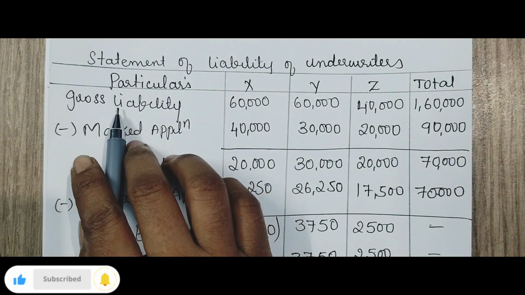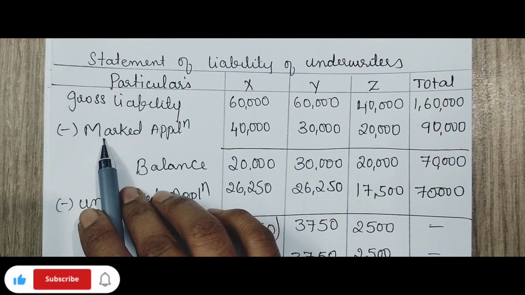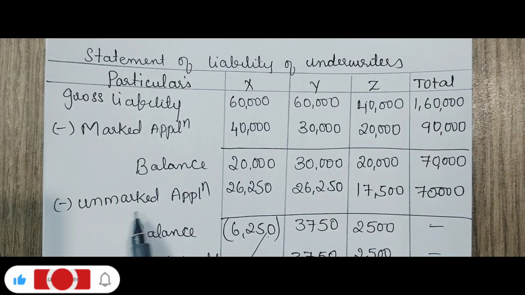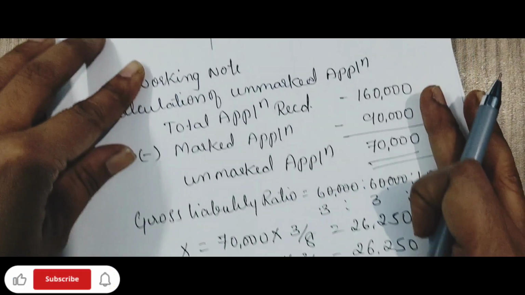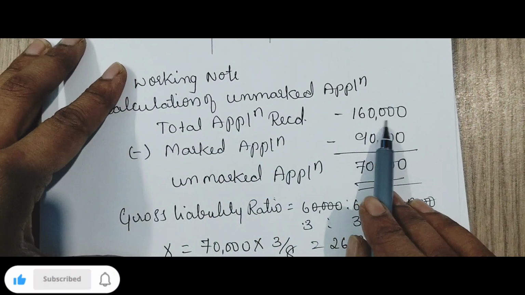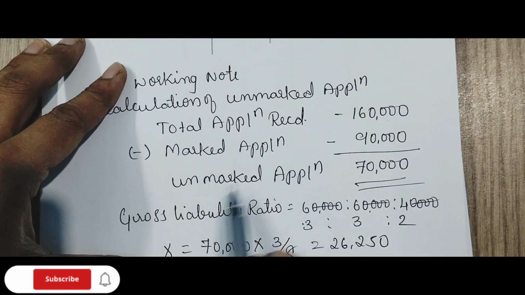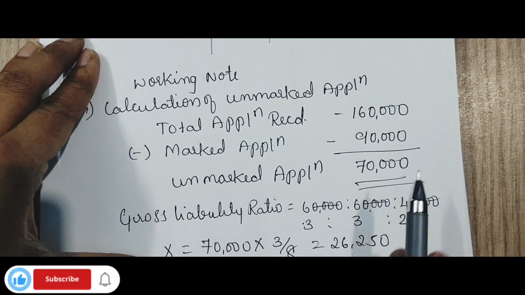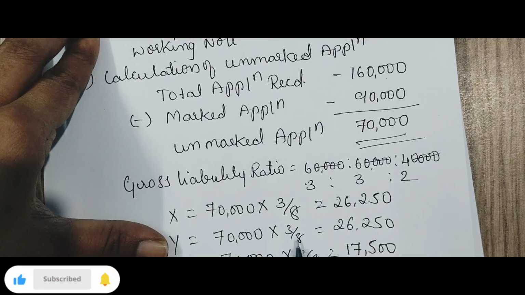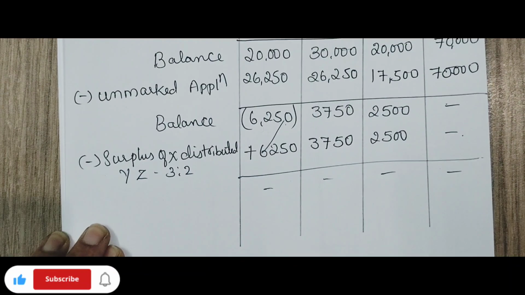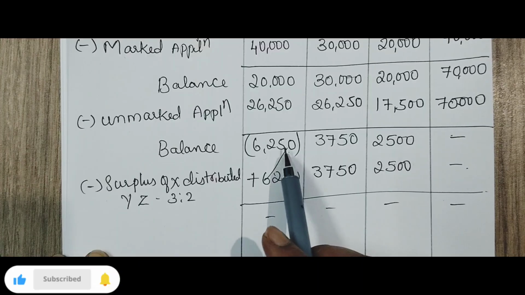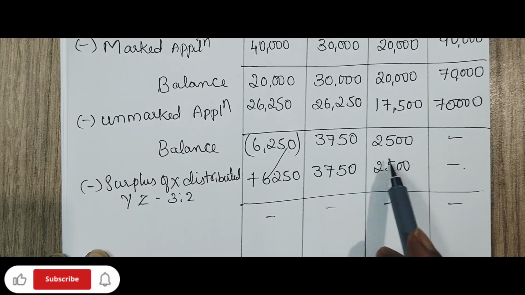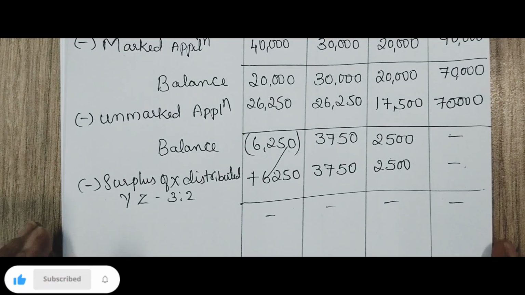First, you need to take gross liability. Then, from that, you minus the marked applications. You will get balance. Unmarked application, you need to calculate. How are you going to calculate? Total application received minus marked application. You will get unmarked applications. And unmarked application should be distributed in the gross liability ratio. Then balance, if you got any surplus, that should be distributed to the remaining underwriters on their gross liability ratio. I hope all of you understood.